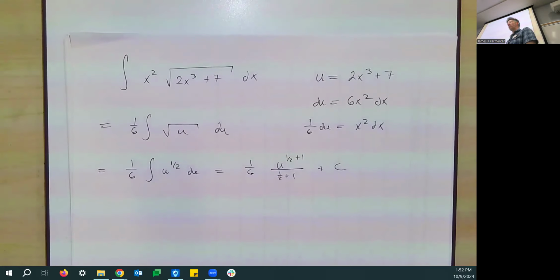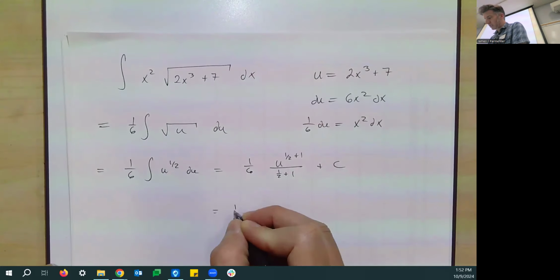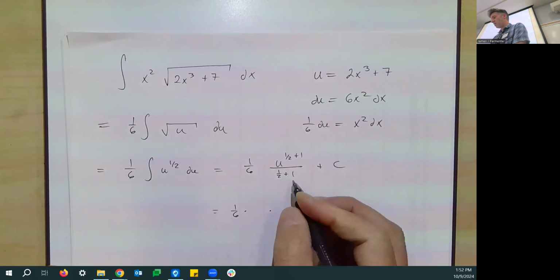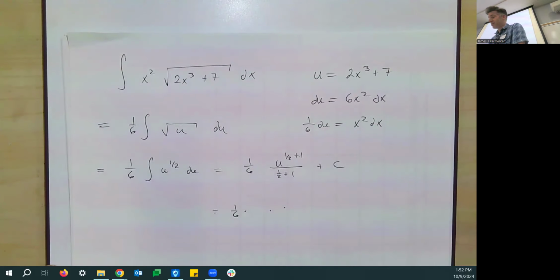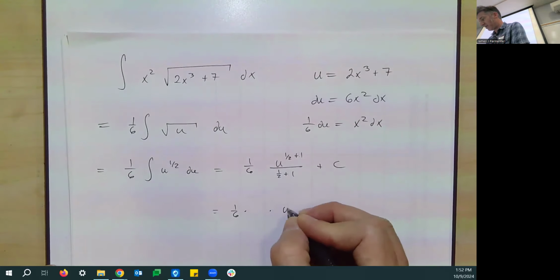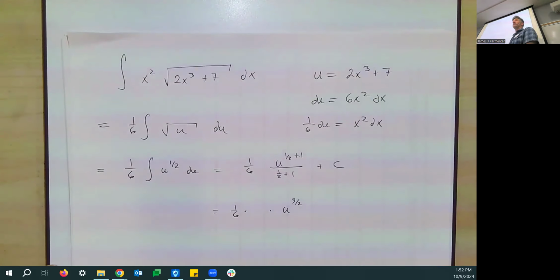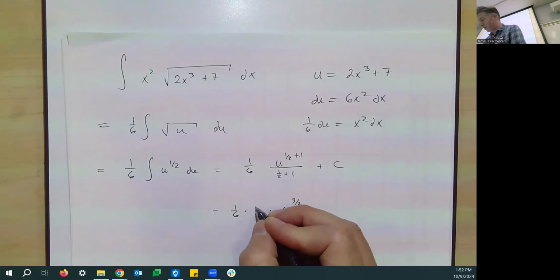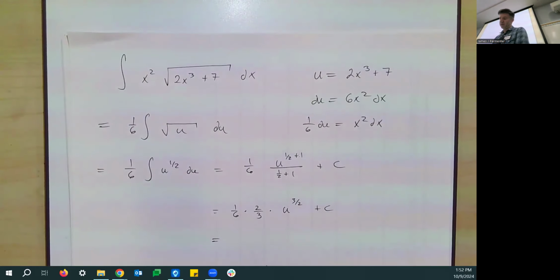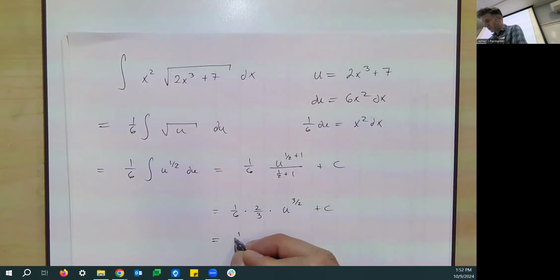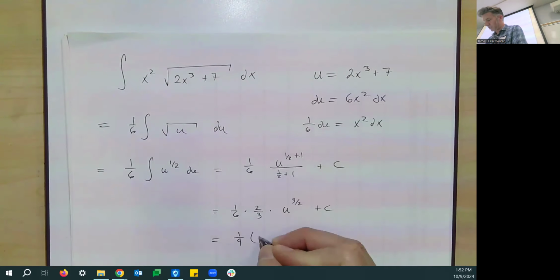We should definitely simplify that. So here's what usually happens when you have a fractional power that you've added onto. You're going to get 1/6 times, leave yourself some space. 1/2 plus 1 is 2/3. Whoa. 1/2 plus 1 is what? 3/2. I was jumping ahead to the next part. And then dividing by 3/2 is equivalent to multiplying by 2/3. So we usually just skip the writing divided by a fraction and instead multiply by the reciprocal. And then we should simplify that coefficient. 1/6 times 2/3 is 1/9. And then we have u, which is 2x cubed plus 7 to the 3/2 power.